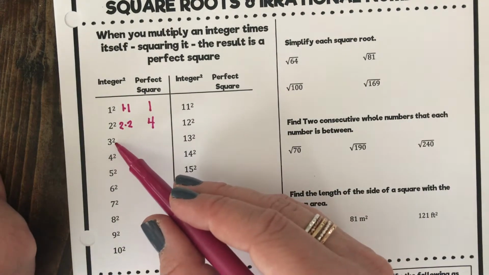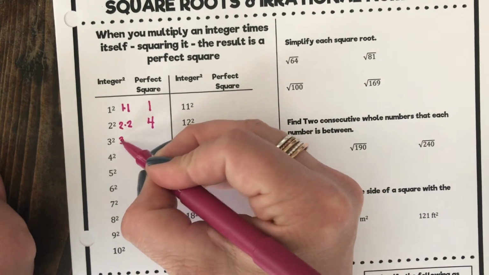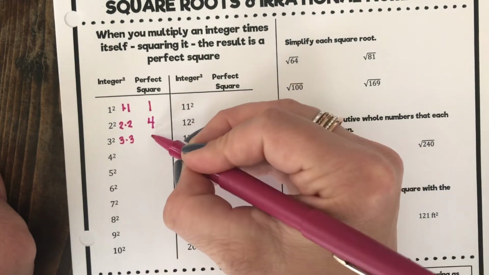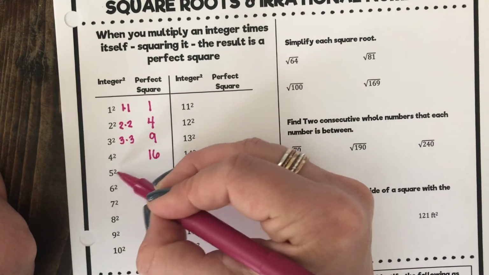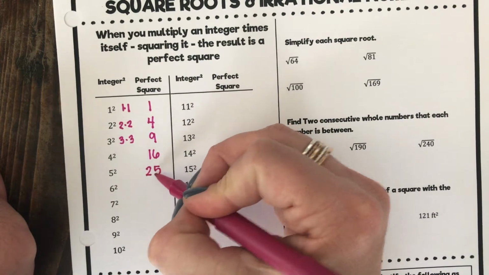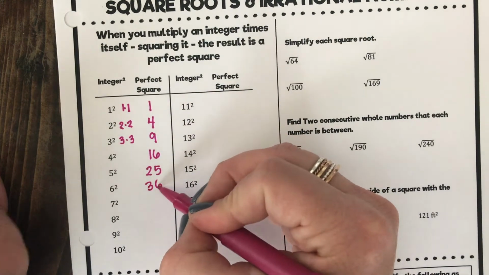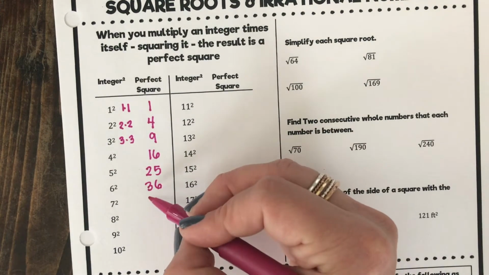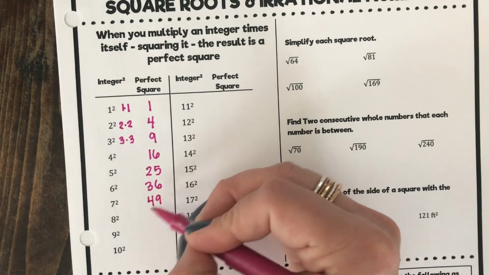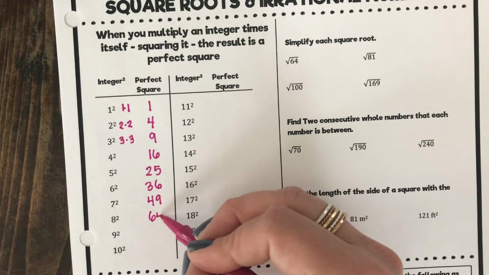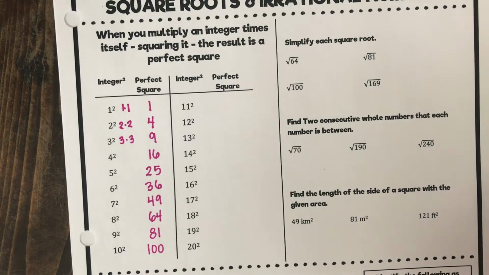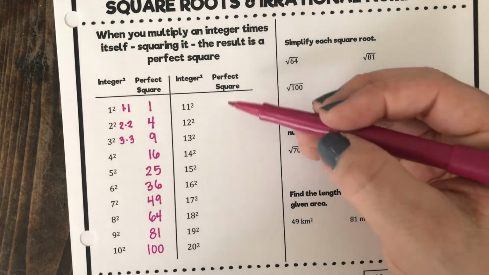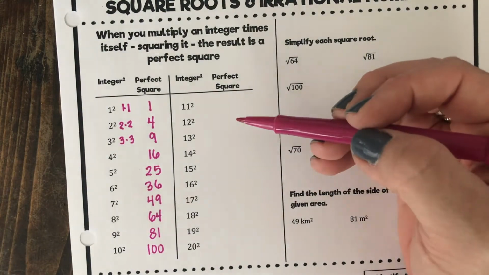It's not 3 times 2, it's 3 times itself. So 3 times 3 is 9. 4 times 4 is 16. 5 times 5 is 25. 6 times 6 is 36. We should know these from our times tables. 7 times 7 is 49, 8 times 8 is 64, 81, and 100. These are ones that we should all be really familiar with just because they're times tables. Over here might be a little bit more difficult, but we're going to write them out.